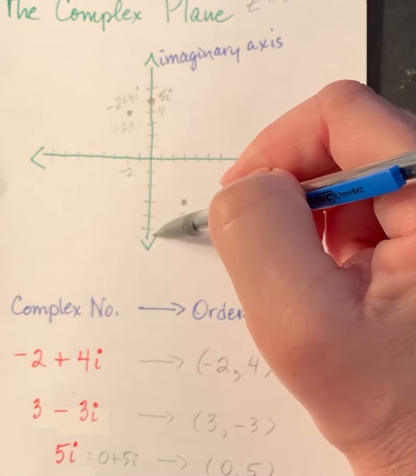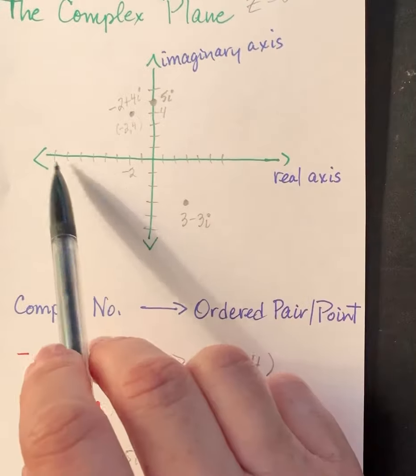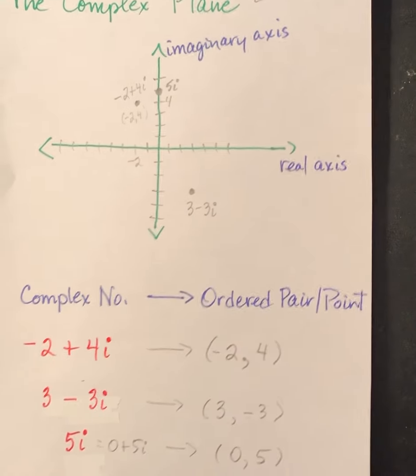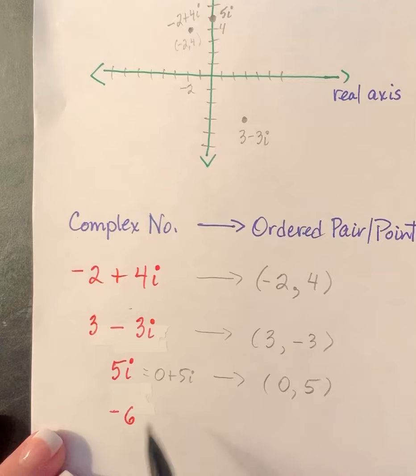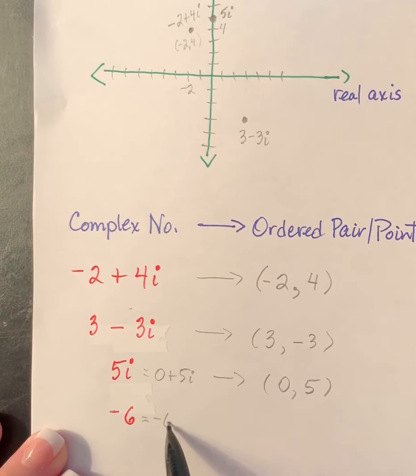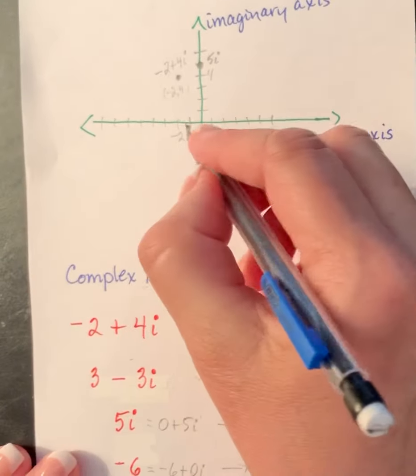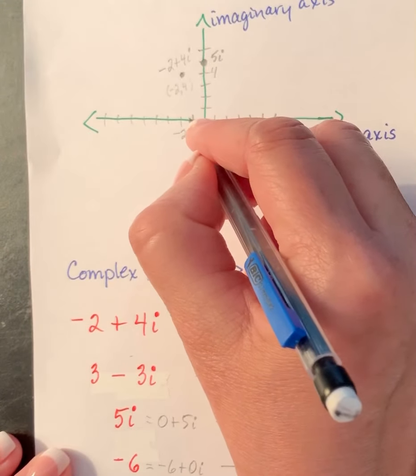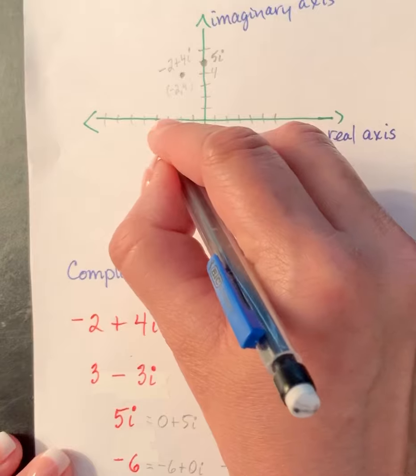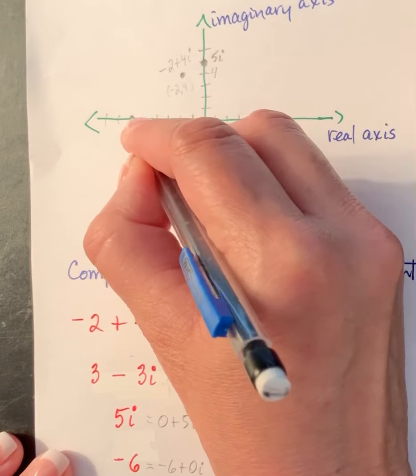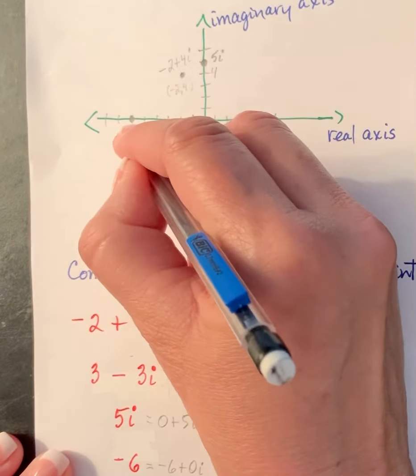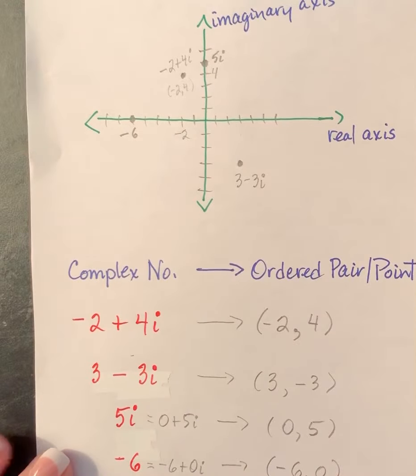And likewise, all the numbers that are real numbers are going to end up on the real axis. So if you're supposed to graph -6, that can be thought of as -6 plus 0i, the imaginary part being 0. The ordered pair will be (-6, 0). And like I said, it'll be found on the real axis. So -1, -2, -3, -4, -5, -6. That point right there will represent the real number -6.